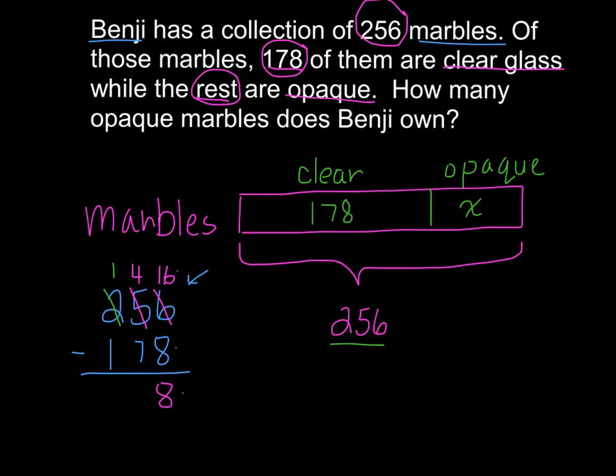That leaves me 100 left. And I now have 10 tens. And I'm going to take one of those over here. 14 minus 7 is 7, because 7 plus 7 is 14. And then I can finish my problem. 1 minus 1 is 0. So I know that 78 is the number of opaque marbles that Benji has.